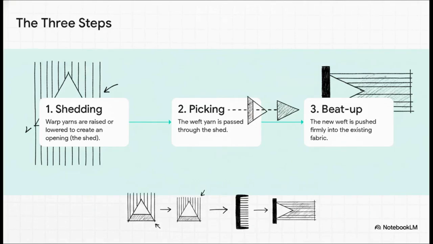And here it is, that three-step dance. Step one is shedding. This is where some of the warp threads are lifted up and others are left down. This creates a little triangular opening called the shed. Step two is picking. This is where the weft thread is passed, or picked, right through that opening from one side to the other. And finally, step three, the beat up. A part of the machine pushes that brand new weft thread firmly against the cloth that's already woven. Shed, pick, beat up. Shed, pick, beat up. That is the heartbeat that creates fabric.